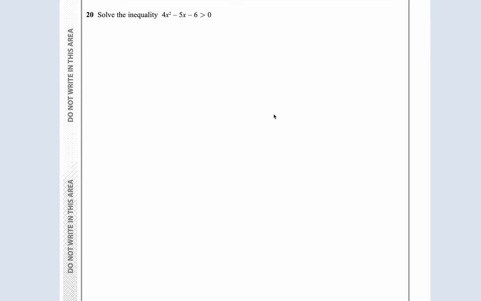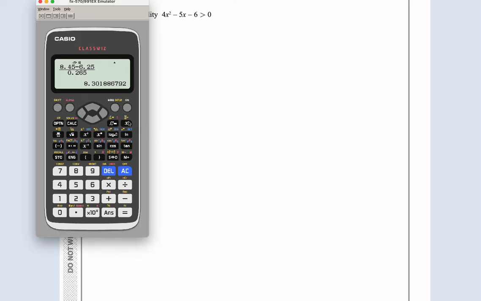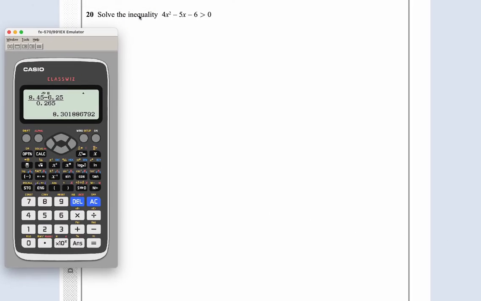Okay, question 20. Solve the inequality. Right, guys, this question is worth 4 marks, but I have done this before and I'll do it again. You can get the answer to this question on your calculator. I like to do that straight away. Now, you won't get any marks for this if you write it down, but it will help you to kind of know if you're on the right track.